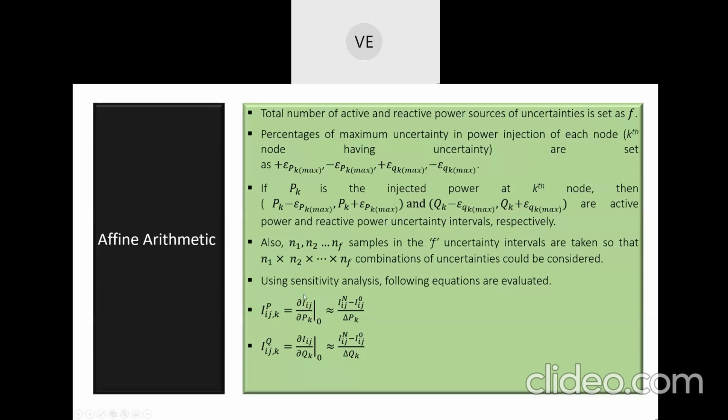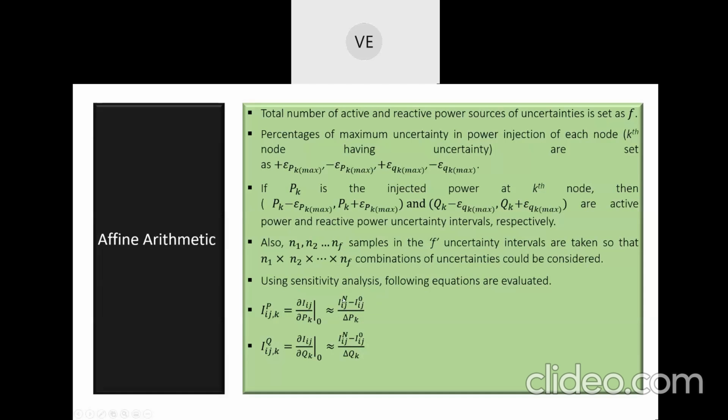Now, how to find this dou IIJ? It is IIJ n minus IIJ 0. IIJ 0 completely depends on the forecasted values. Whatever information is sent from the parking lots, whatever is the forecasted value of renewable energy, whatever is the forecasted value of load, based on that, if you run the load flow and find the line current, you will get IIJ 0.